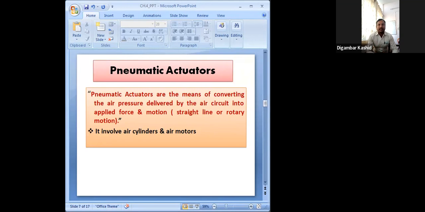I think some symbols regarding the flow control valve are remaining. So I will share that video, which we were discussing in the morning.